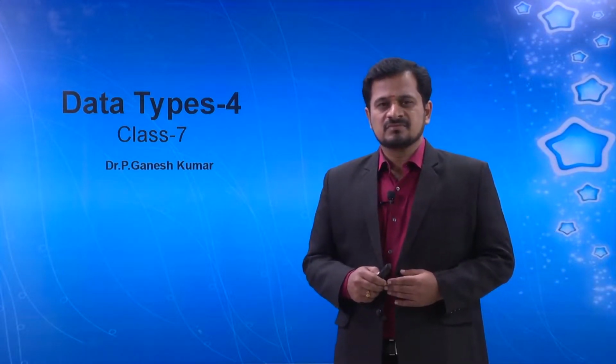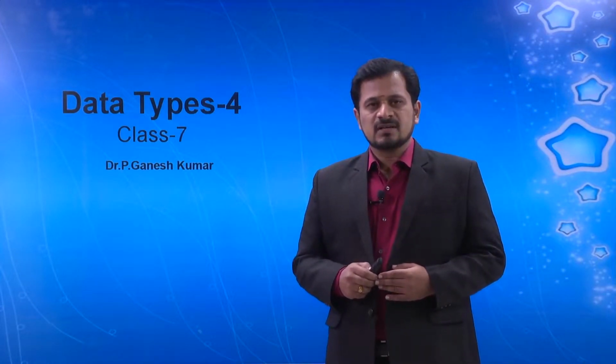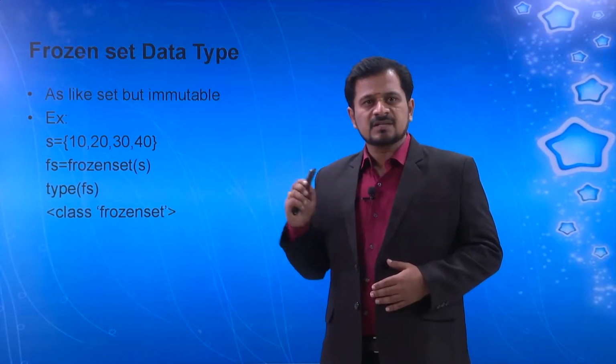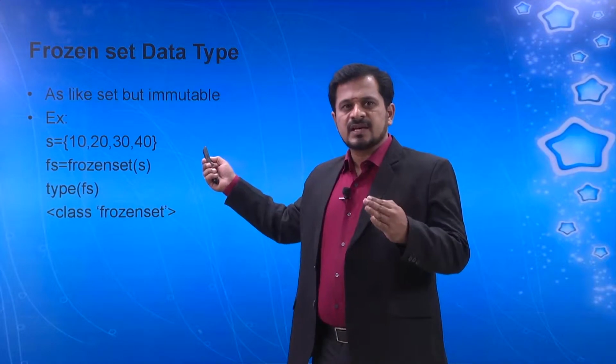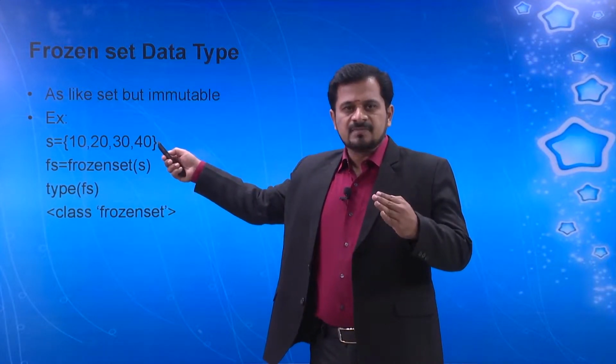Today we are going to discuss another 3 different data types in Python programming. The 3 different data types are frozenset, dictionary and none. The first data type is the frozenset data type. It is like a set, the set data type.